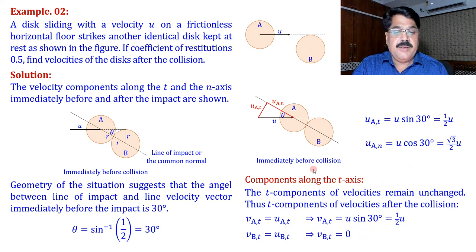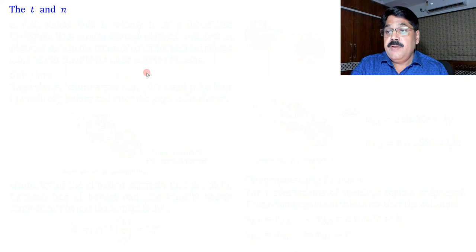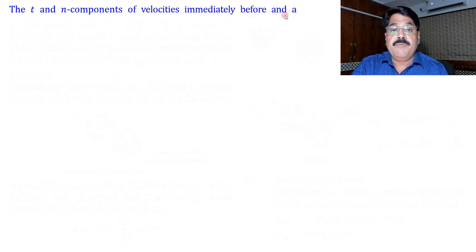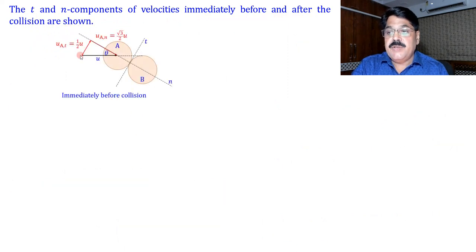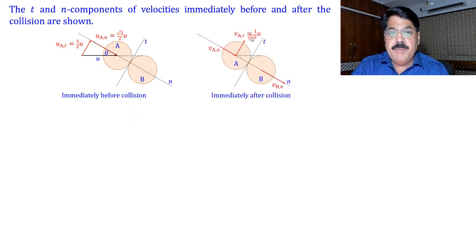Now we show these in another diagram, what is immediately after the collision. The t and n components of velocities immediately before and after the collision are shown here. So that is the t component, we have previously calculated u by 2, and the n component root 3 u by 2. After the collision, the t component will remain u by 2 for A and there will be no t component for B. And the n components we arbitrarily assumed in the same direction, so it will be easier to write the momentum conservation equation and the e equation.